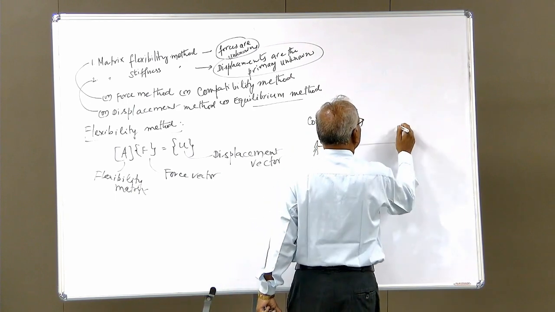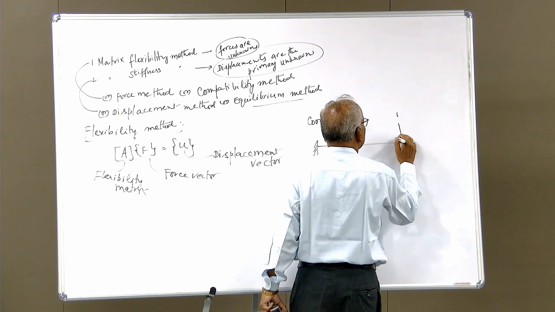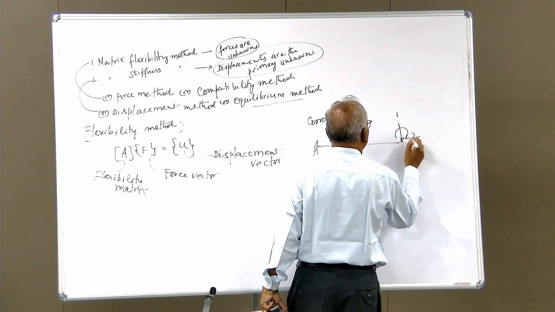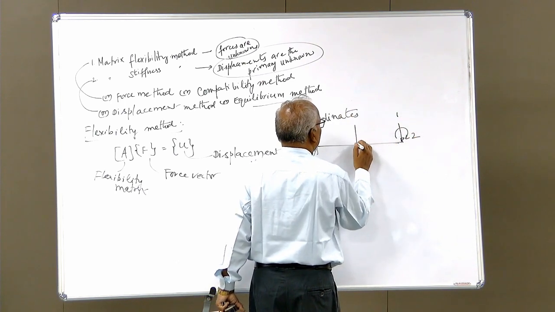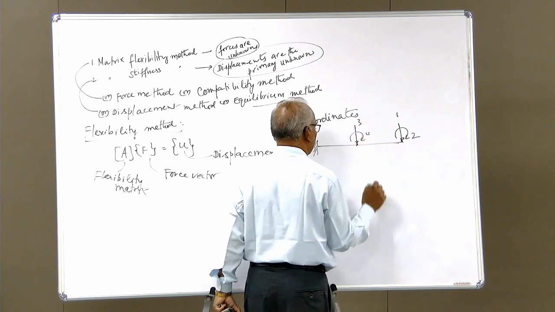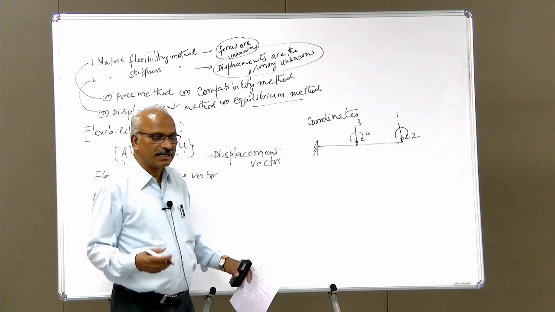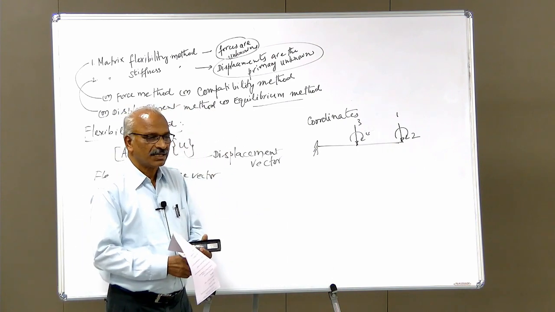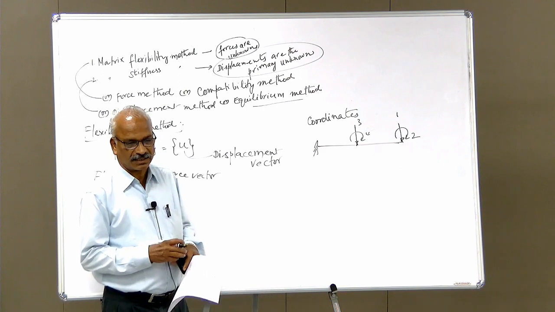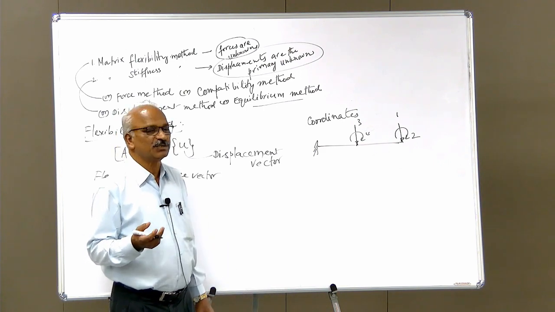Let us say this is coordinate number 1. This is coordinate number 2. This is coordinate number 3. This is coordinate number 4. Coordinates are points and directions in which a measurement is desired. It may be measurement of a force or it may be measurement of a displacement.